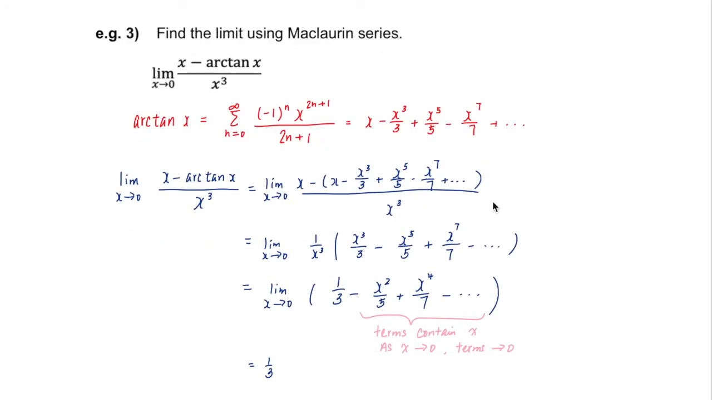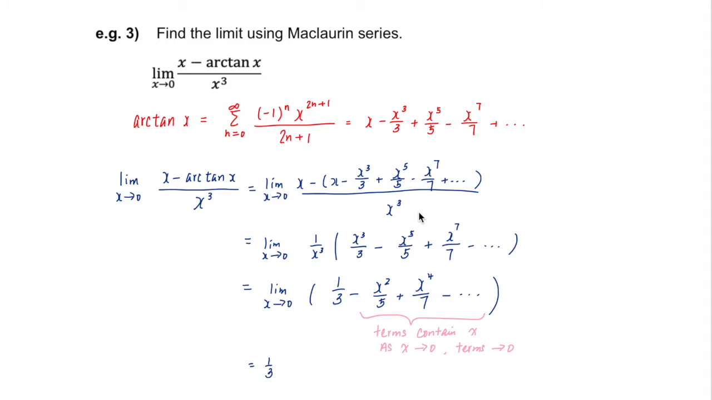Example 3. Find the limit using Maclaurin series of this function, x minus arctan x over x cubed. From your formula booklet, arctan x is given by x minus x cubed over 3 plus x to the power of 5 over 5 minus x to the power of 7 over 7 plus dot dot dot. So when you're looking for the limit here, you can substitute the first 4 terms of that Maclaurin series into arctan x, and then simplify x minus x, and then the signs of the other 3 terms shown here, and then divide the series by x cubed.